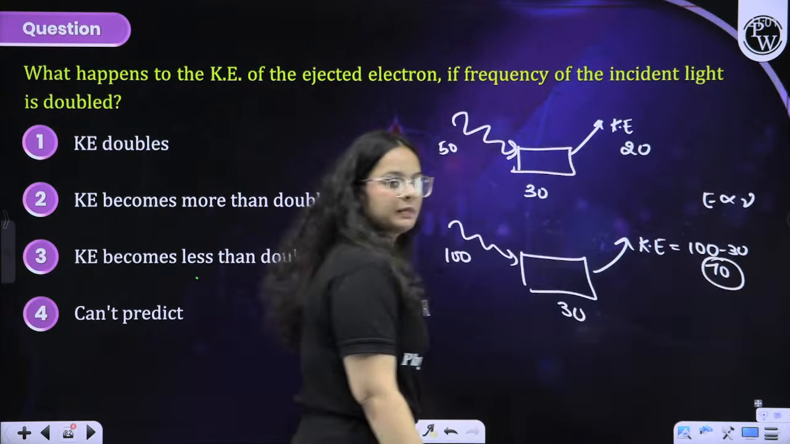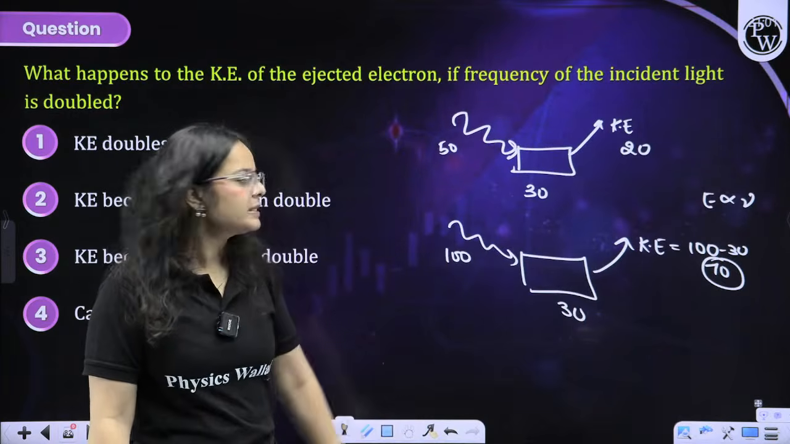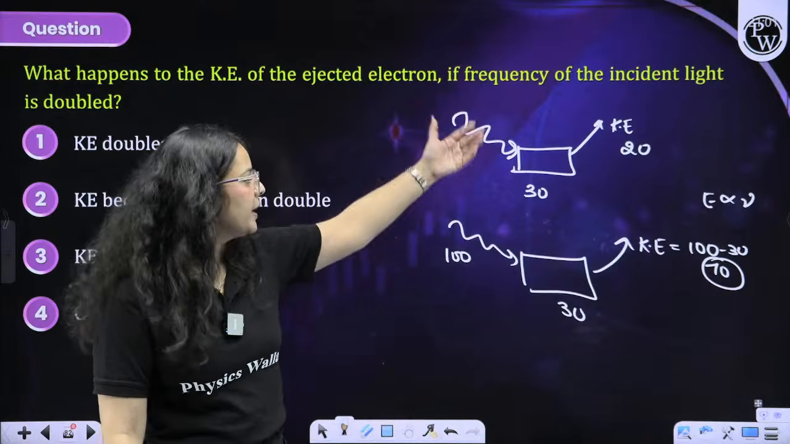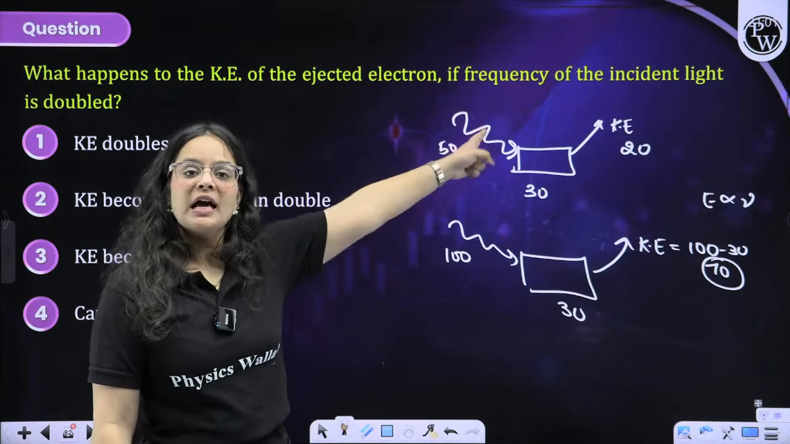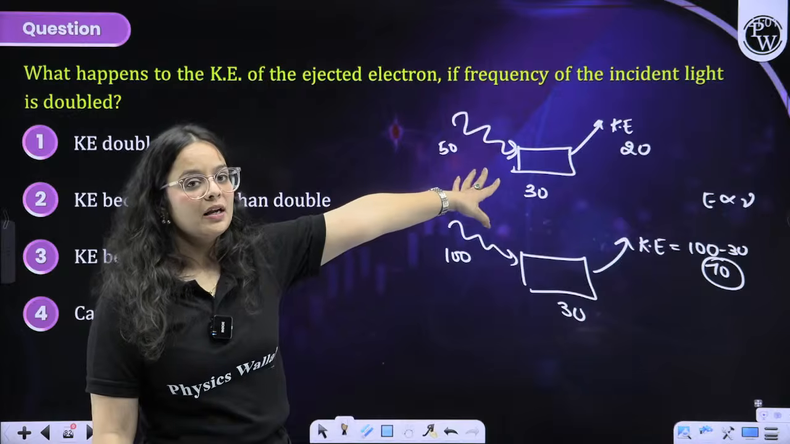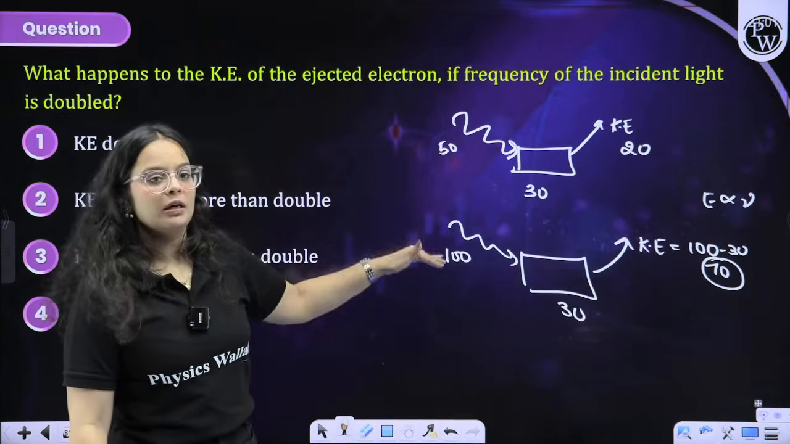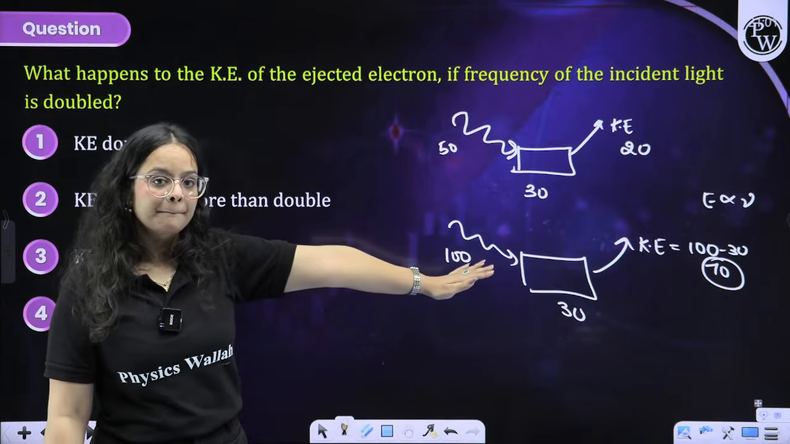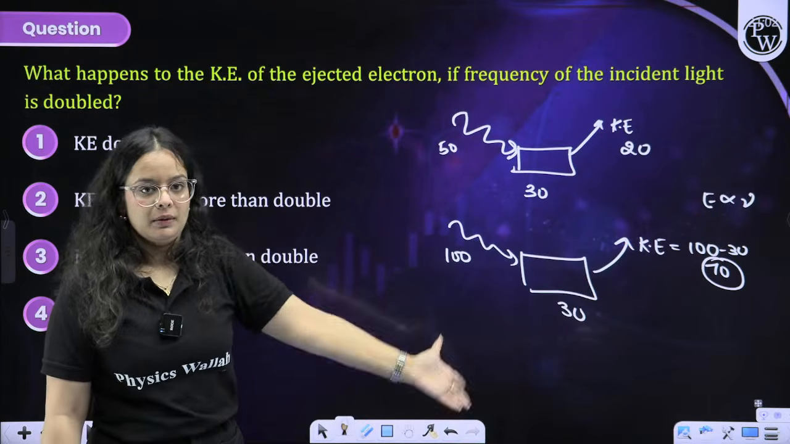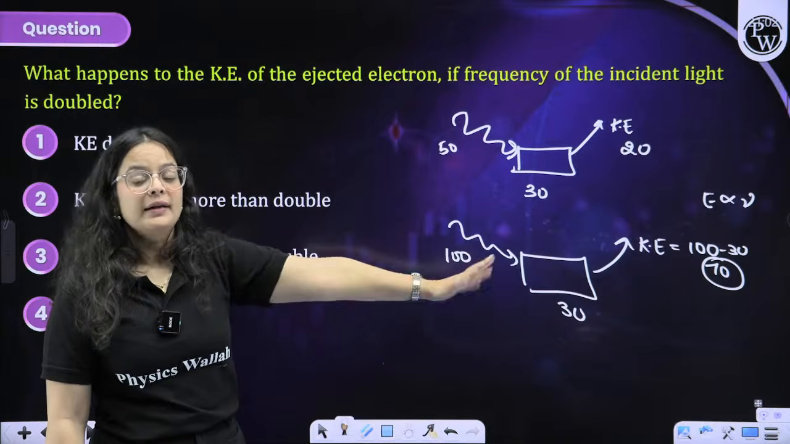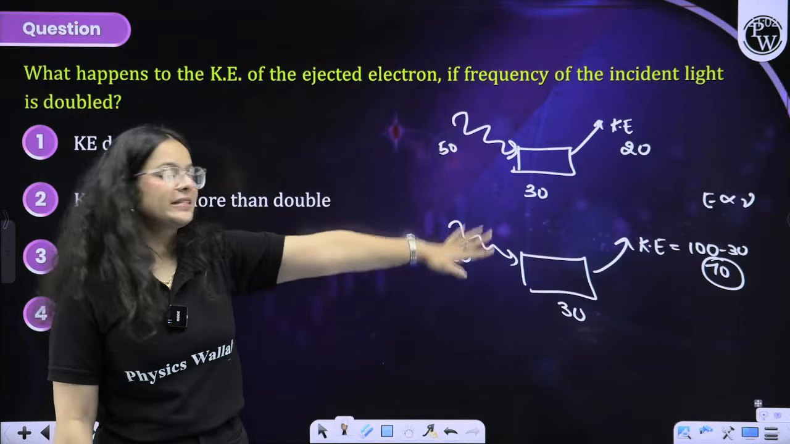Right, everyone? Correct, beta? This is how I'm getting the kinetic energy. Compare it with the previous one. Initially, I was having 20 kinetic energy. Now I am having 70. By doubling the frequency, is the kinetic energy doubling? No, ma'am. It is more than double. This is the concept. Right?